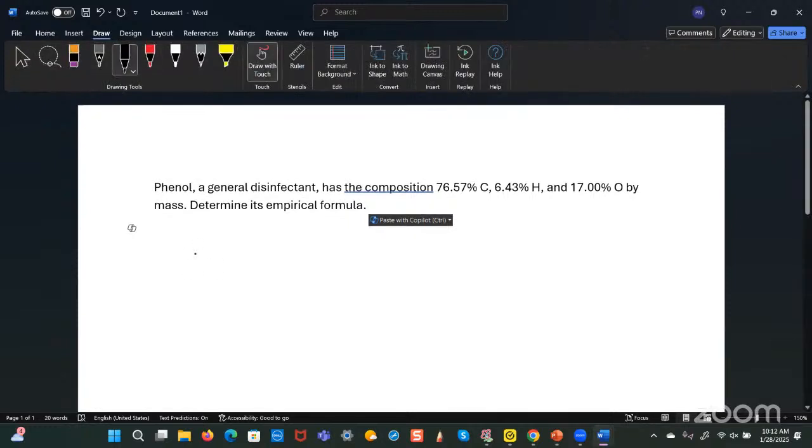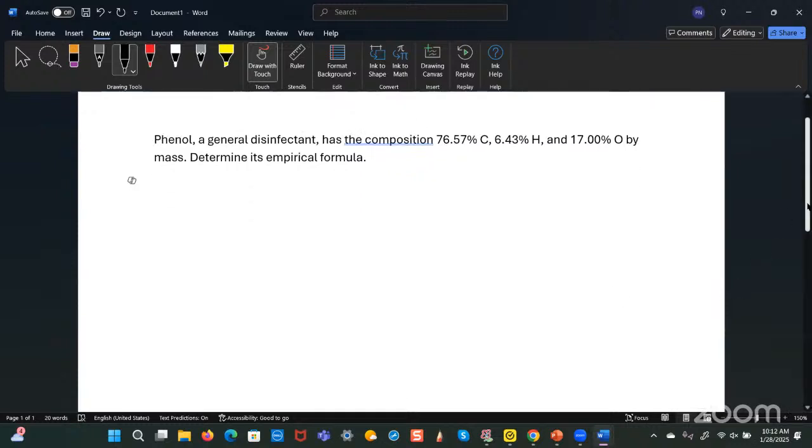So the question says, it's talking about phenol, it gives you the percentage composition of each element by mass. And the question is asking for you to determine the empirical formula. So the way I like to do this, I like to do this in a tabular form. So let me do it that way. You have carbon, hydrogen, and oxygen.